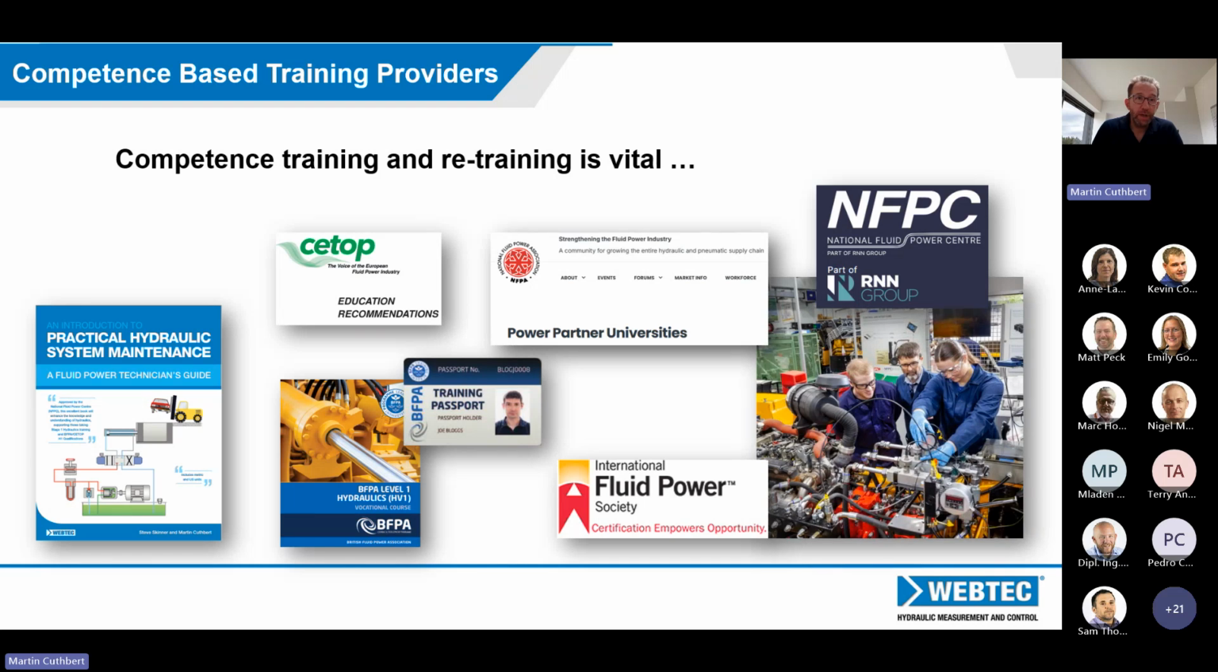and Steve sees that as his next challenge. So on the left-hand side there, you see an example of a book that Webtec's published with the help of Steve Skinner, called Practical Hydraulic System Maintenance, which is available on Amazon, on Kindle and in paper. But equally, if you go to many of the fluid power trade associations like CTOP or the BFPA or the NFPA, they will hold a list of accredited training organizations, and they will also carry out some training themselves in some cases.